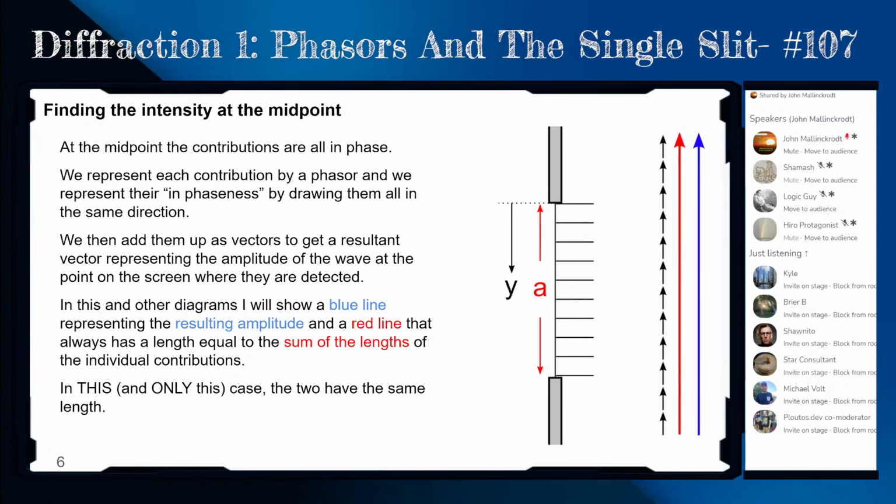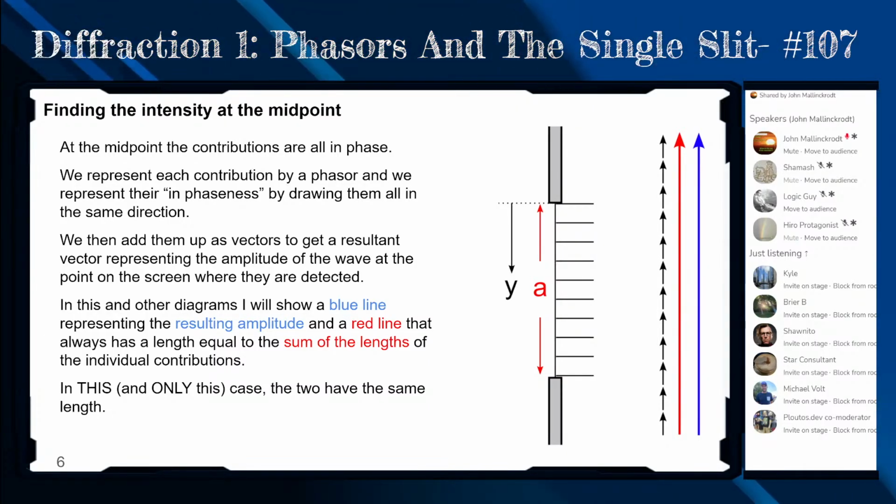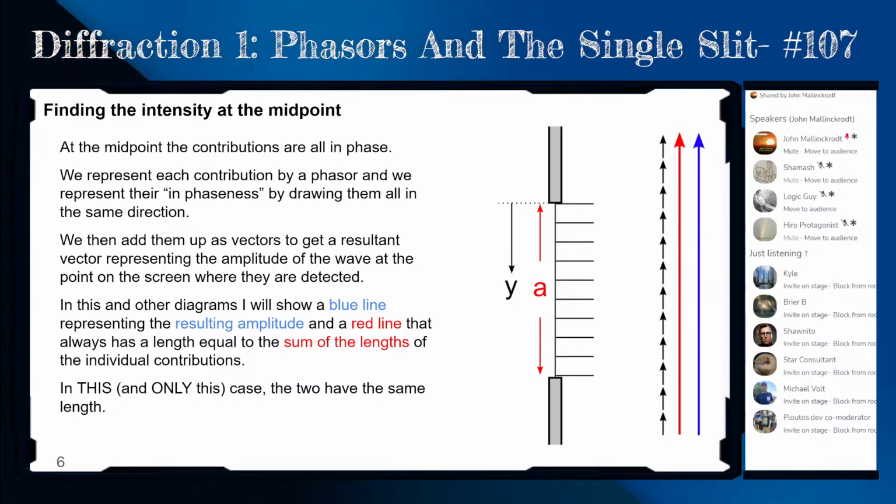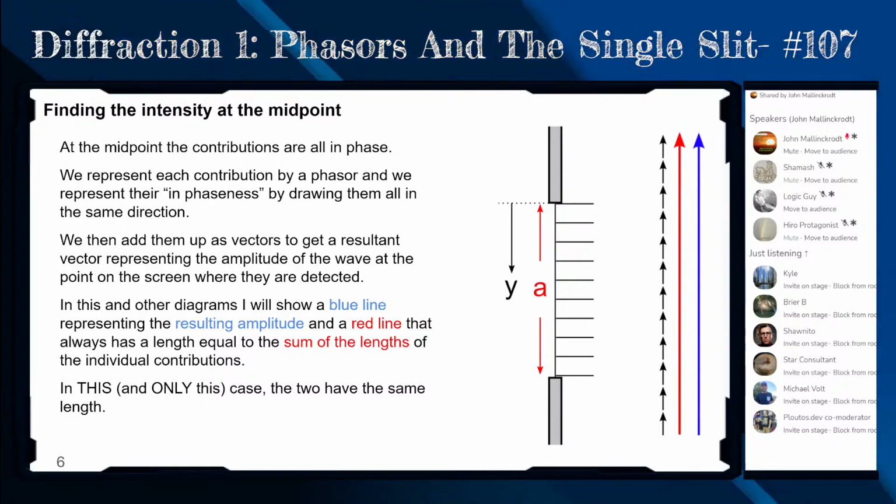And the resulting amplitude is shown by the blue arrow. In this particular case, you'll see this changing in subsequent slides, but in this particular case, the total length of all those arrows is the same thing as the resulting amplitude, which I show in blue. If I want to know what the amplitude of the wave is at the midpoint, the blue line is the thing you want to look at.